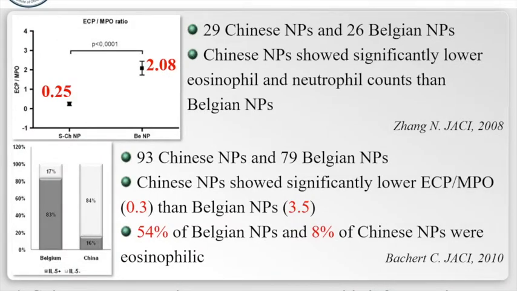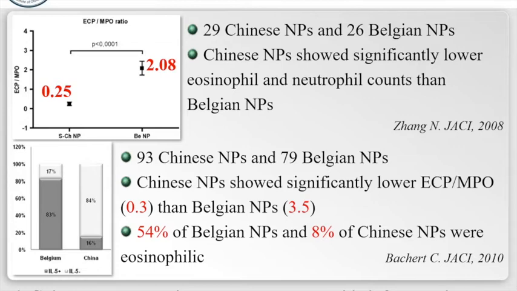Actually, our collaborators at Ghent University have carried out two studies to directly compare Belgian polyps with Chinese polyps to see the differences in the inflammatory patterns. In the first study, the ECP-MPO ratio was significantly lower in Chinese polyps. Meanwhile, Chinese polyps showed significantly lower eosinophil and neutrophil counts than Belgian polyps.